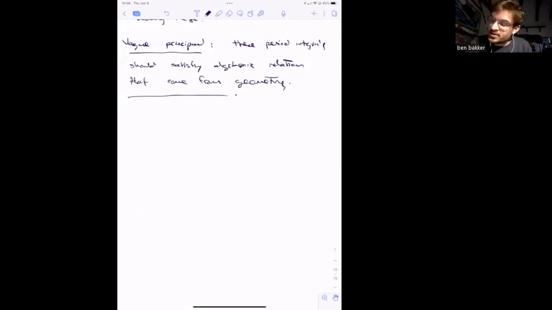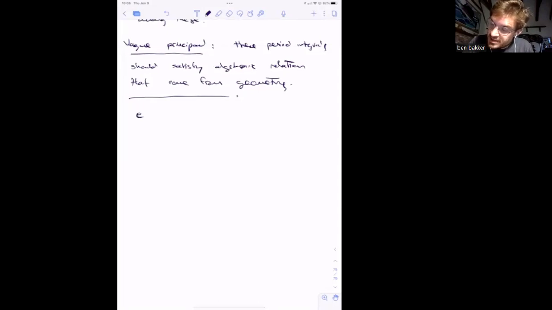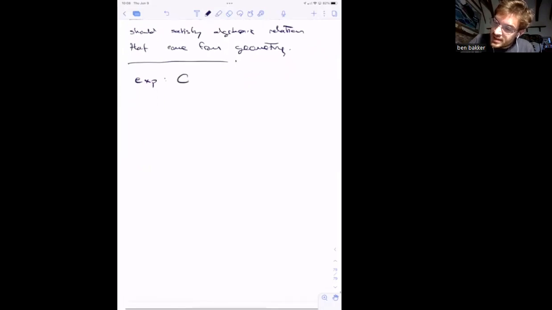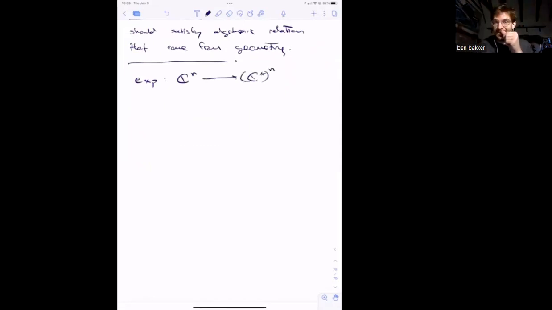And to do so, let's go back to the complex exponential. Let's look at e to the 2 pi i z. Let me just call it exp. And let's actually view it as a map from C^n to (C star)^n. So here I'm just exponentiating each factor.